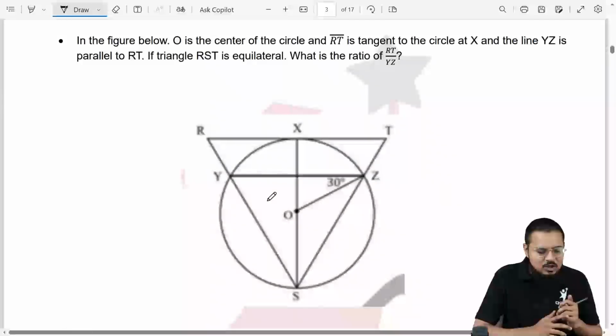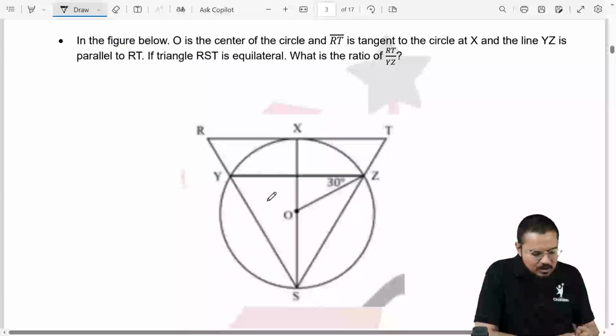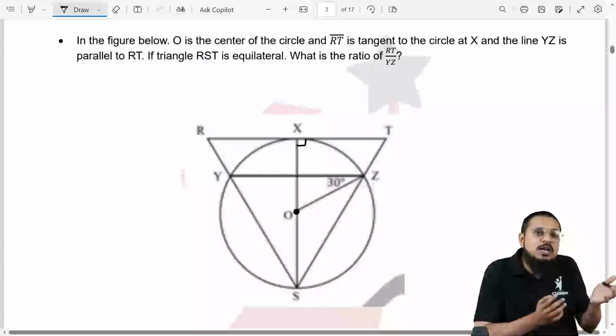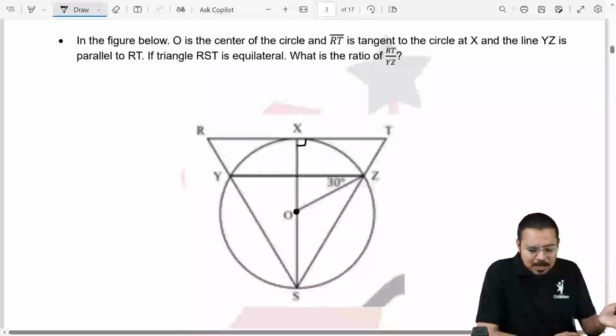So for example, in this question, the examiner says in the figure below, O is the center of the circle. So this is my center of the circle, and RT is tangent to the circle at X. So obviously this angle has to be 90 degrees, because this is another angle property of circles. The tangent is always perpendicular to your radius or diameter of the circle. And the line YZ is parallel to RT, so this angle has to be 90 degrees. Again, the two corresponding angles that you can see.